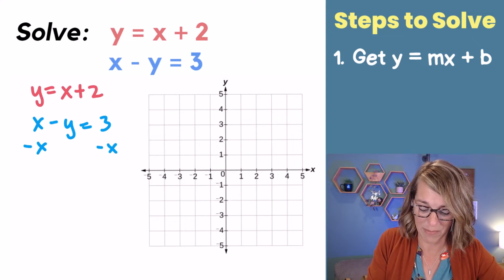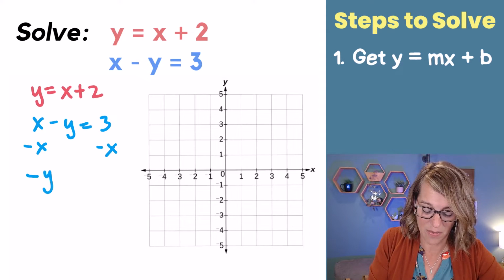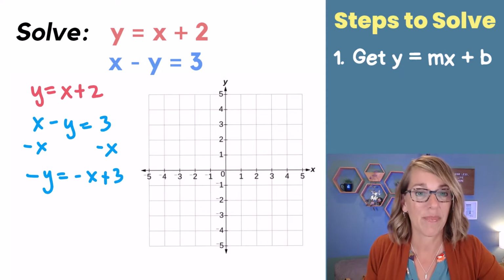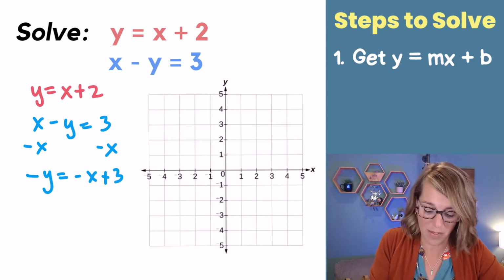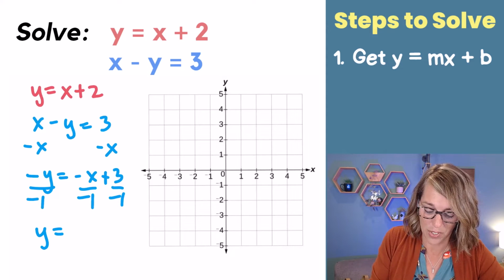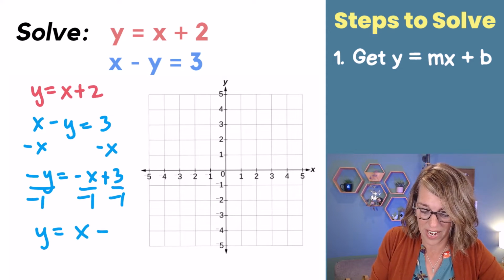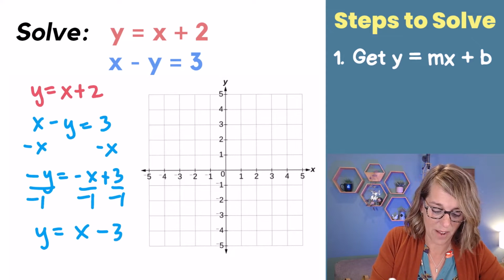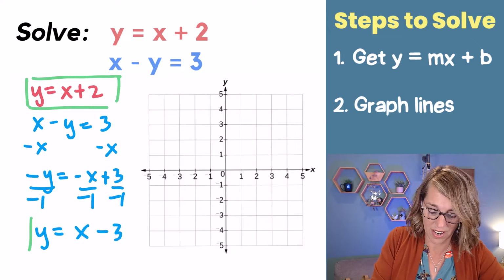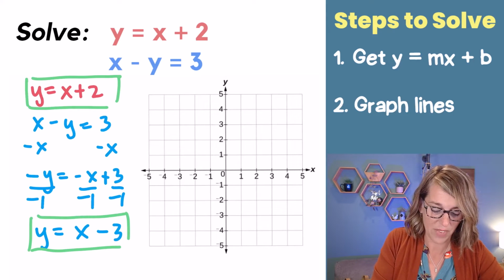So minus x. I have negative y is equal to, I'm going to write the x first, negative x plus 3, and now let's divide both sides by -1. I get y is equal to, negative over negative is going to be positive, x minus 3. So now I've got my two equations to graph. I've got this one and this one. Let's go ahead and start with the one in red.